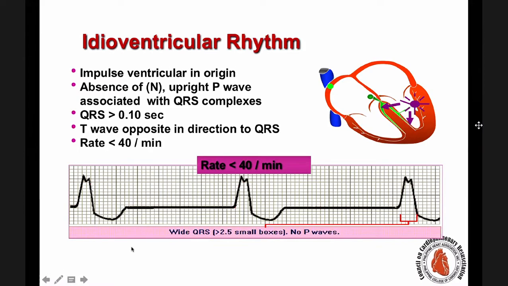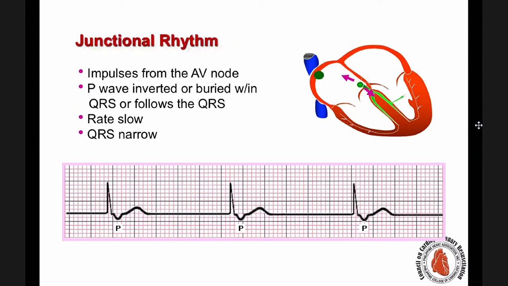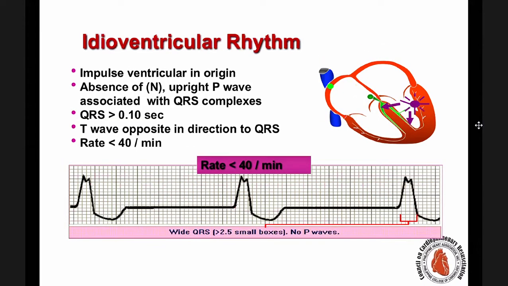So there is bradycardia, but there is no P wave, and then there is a wide complex QRS because the conduction is not through the normal conducting system. The conduction of the electrical impulse is through muscle to muscle. That's why it's a wide complex QRS. So to differentiate, a junctional rhythm is bradycardia, no P wave, but narrow complex QRS. This is different from idioventricular rhythm, which has no P wave but has a wide complex QRS. That's the difference between them.